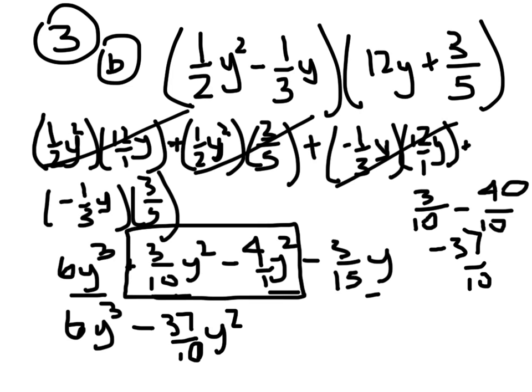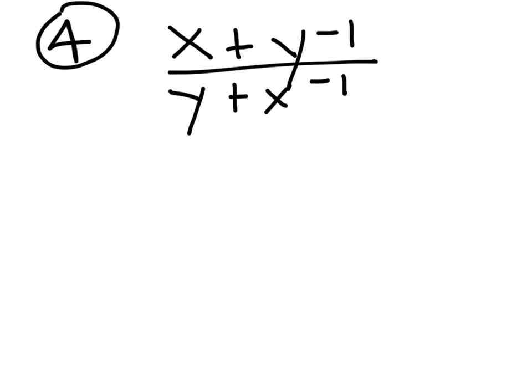That can't be reduced, but this 3/15 can. 3 goes into each of them 1 and 5 times, so I'll have minus 1y over 5. This is called a complex fraction. Well, it doesn't look like a complex fraction yet, but we have to rewrite this as 1 over y to the power of positive 1, and this is 1 over x to the power of positive 1. So it's going to end up looking like this.